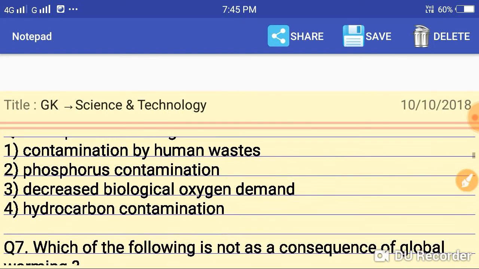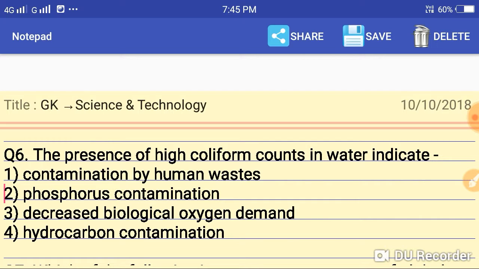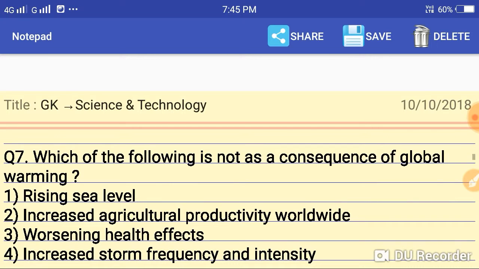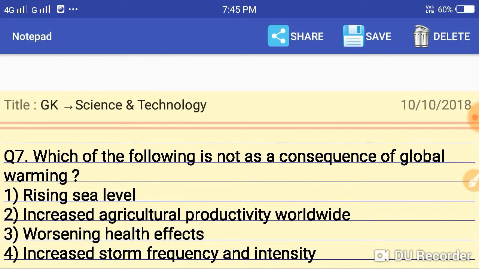Next question. The presence of high coliform counts in water indicates, so your right answer will be option 1, contamination by human waste. Next question. Which of the following is not a consequence of global warming? Important question. Question number 7, right answer is option 2, increased agricultural productivity worldwide.